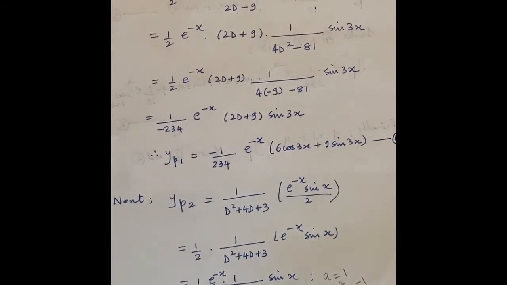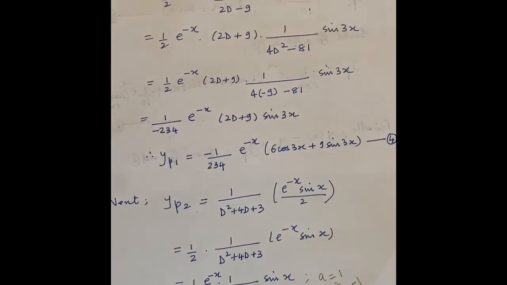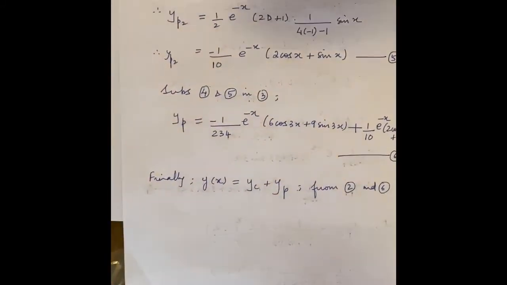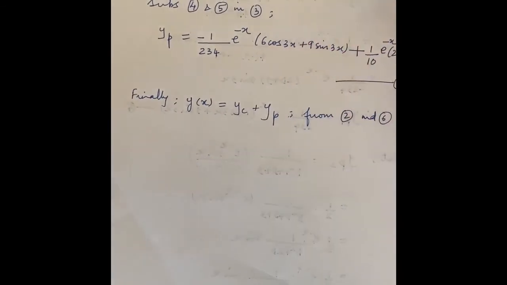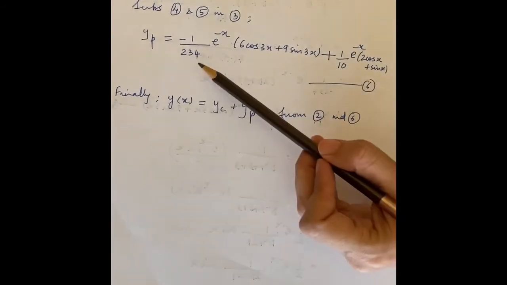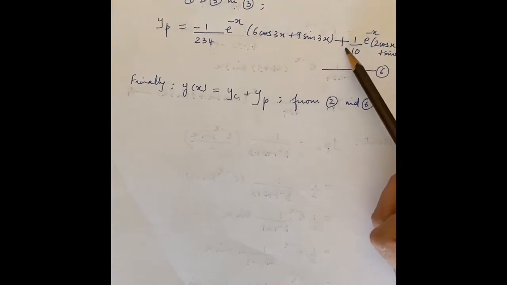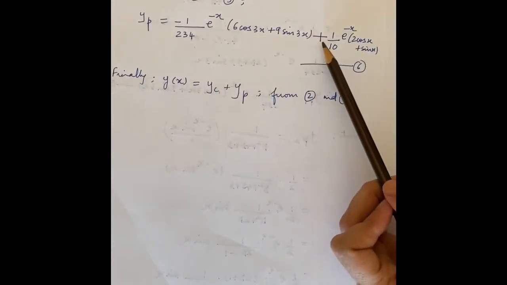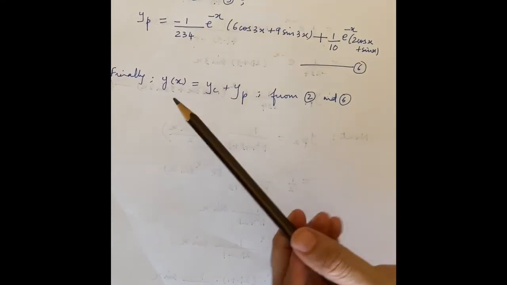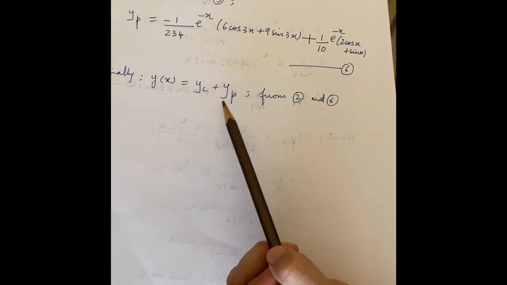Multiply and divide by the conjugate of 2D - 1, which is 2D + 1. And yp2 will be this, and finally you have yp is equal to yp1 minus yp2. I get a plus sign here because my yp2 is negative, so minus minus becomes plus, and your final solution y is equal to yc plus yp.